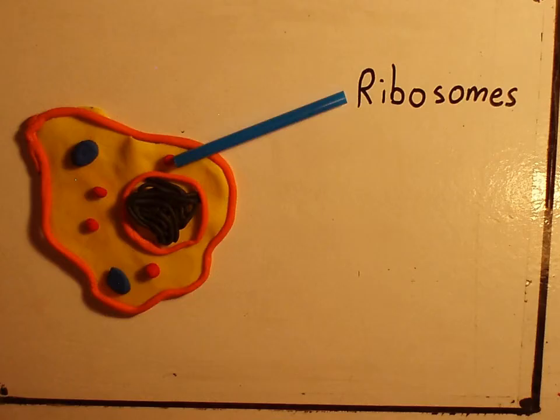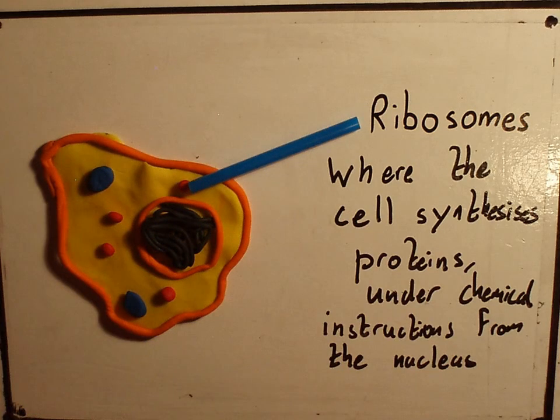Finally, animal cells also have ribosomes. Ribosomes help the cell to synthesize protein. They help it to make protein. They act under instructions from the nucleus. The nucleus starts the process off, but ribosomes finish making the proteins.